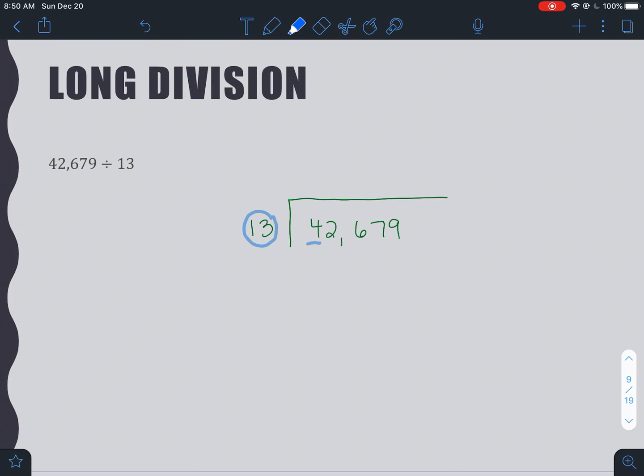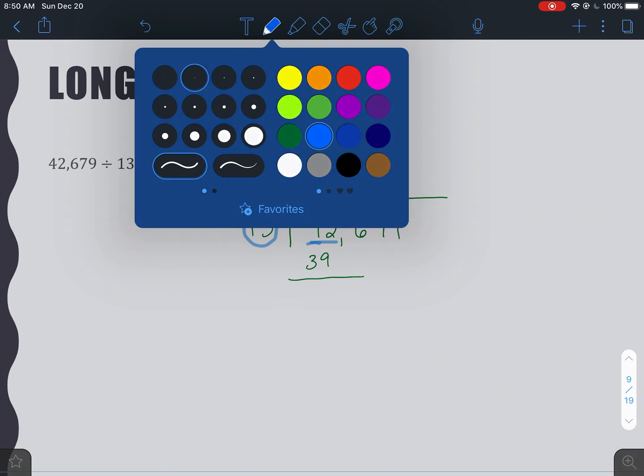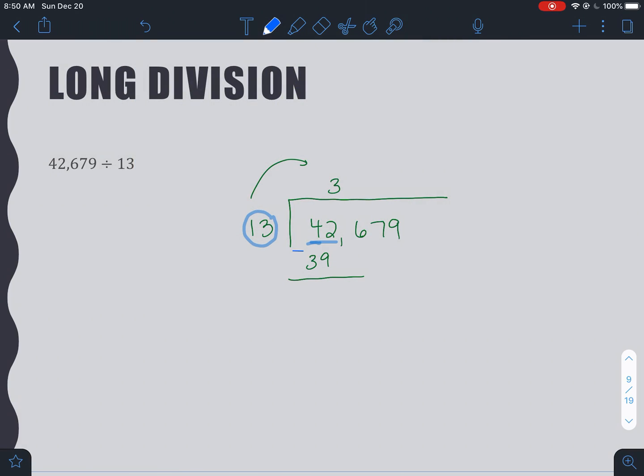And then you remember, you take the number on the outside and you just start with the first number. Can 13 go into 4? No. So then you expand it out. Can 13 go into 42? It can. How many times can 13 go into 42? Well, 3 times, because 13, and then you remember you multiply it. 13 times 3 is 39. And then in long division, you subtract going down. So 42 minus 39 is 3.